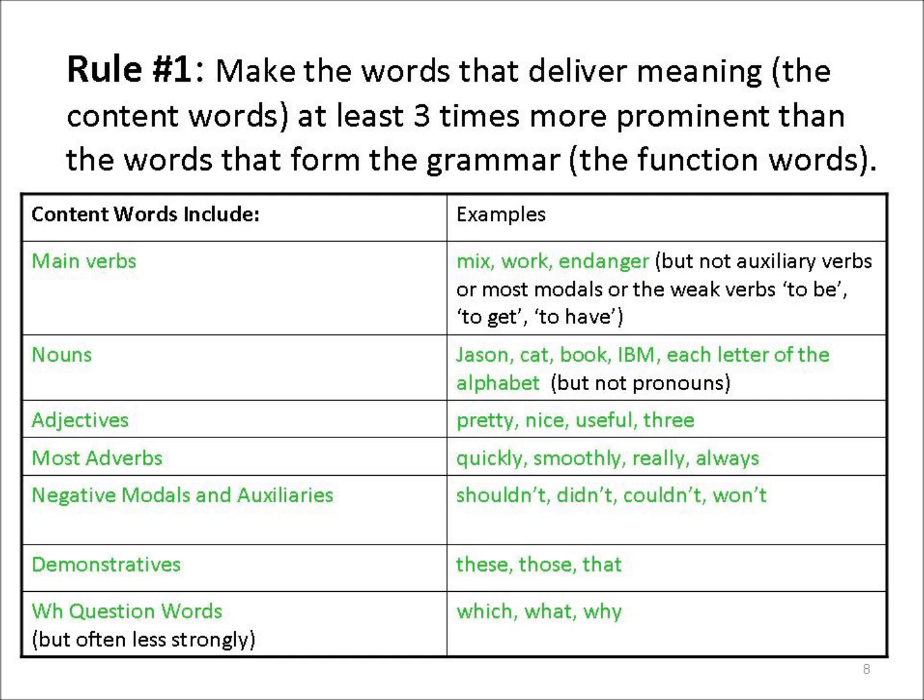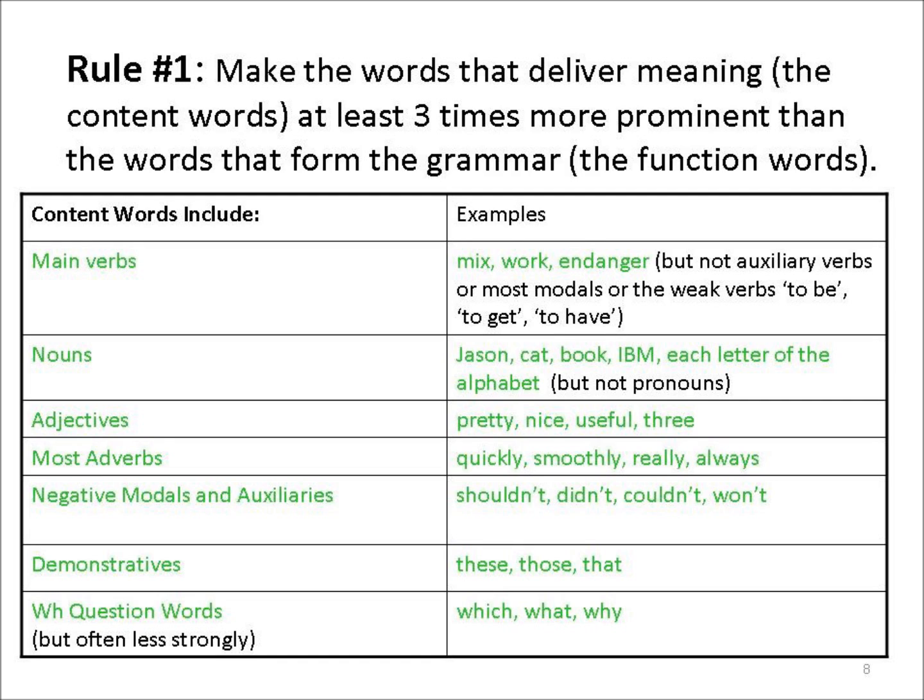Nouns, I will stress common and proper nouns, but not pronouns. For example, if I say Jason, cat, book, in my sentence those will have stresses. Adjectives are also stressed in normal speech. I would say it's very useful, with an emphasis on the useful. Most adverbs, quickly, smoothly, I really want to go, those would receive emphasis.